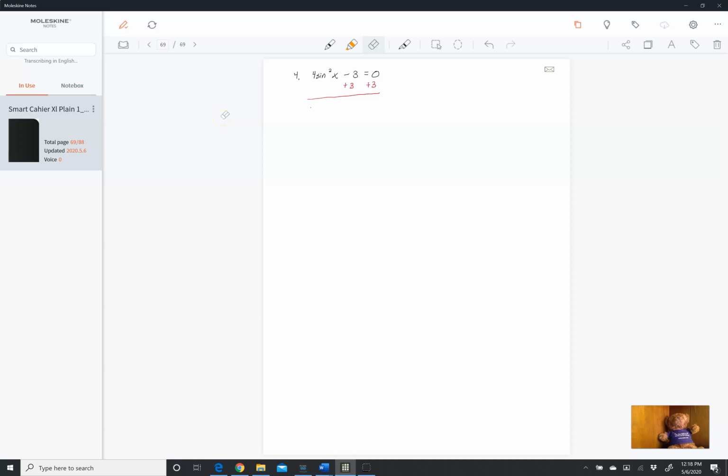So we have 4 sine squared x. And sometimes you'll see x, sometimes you'll see theta. Just be consistent that in your final answer, if it's theta, then in your final answer, you're going to write theta equals. We divide both sides by 4.